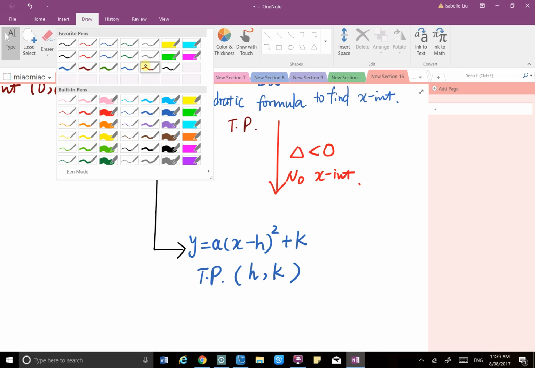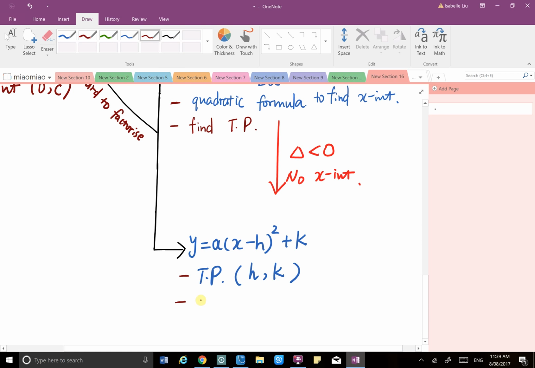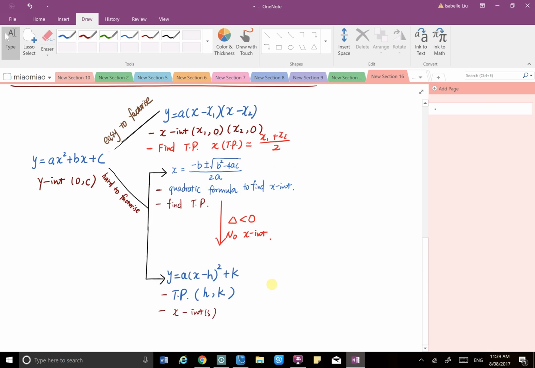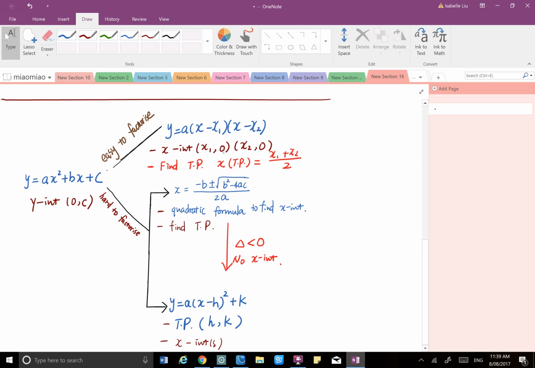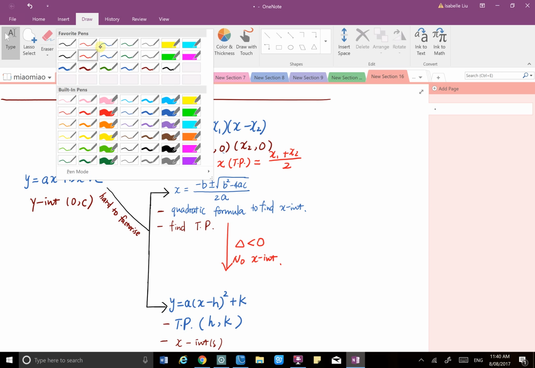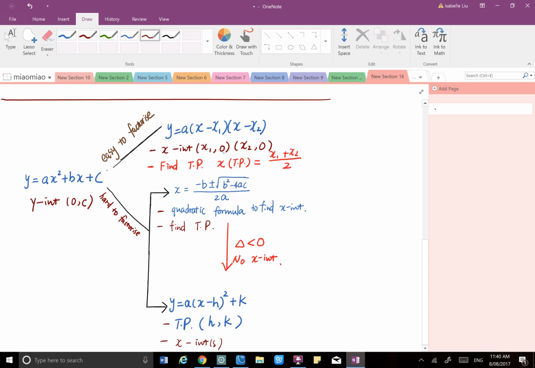And then after that, we find the x-intercept or intercepts. Okay, that's a general view of what we will have to do to sketch a quadratic. That's a full map of what we should do. If we're directly given that form or that form, we just directly apply it.